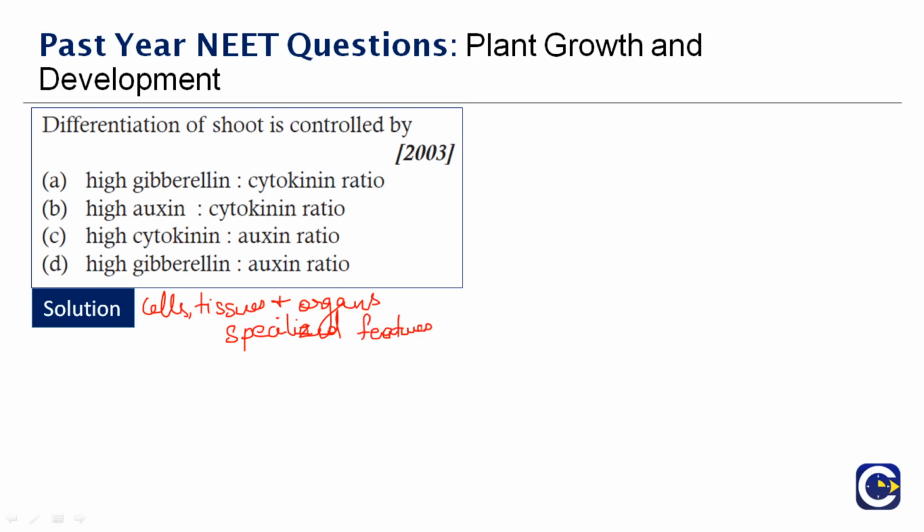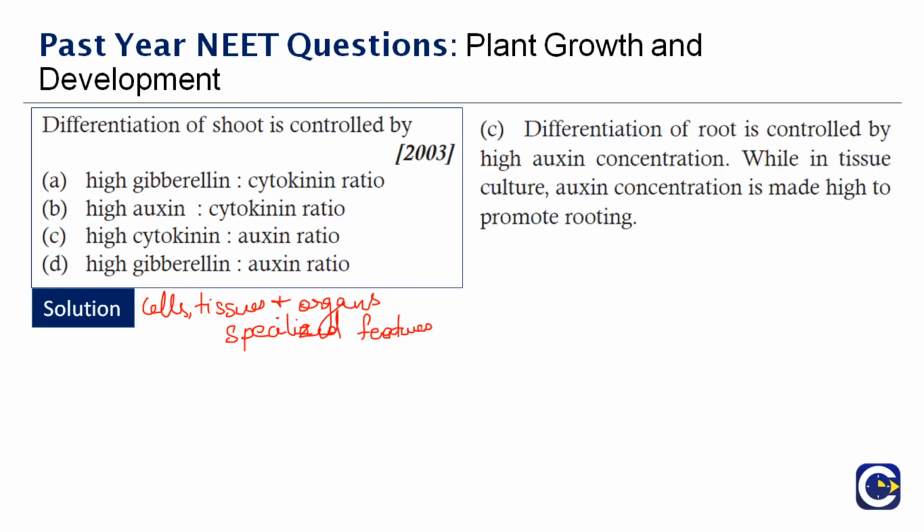Now I can give you an example here. We talk about cancer cell differentiation. They grow fast, and that is again differentiation, the attaining of something special, something unique. Specialized features, especially during embryonic development, is also another example here. So differentiation of the root is controlled by a high cytokinin versus auxin ratio. While in tissue culture, auxin concentration is made high to promote the rooting system. Therefore, the correct answer to this question is option C.